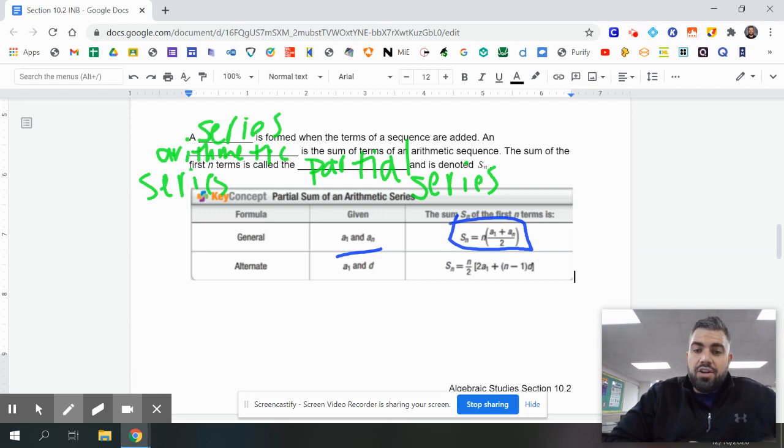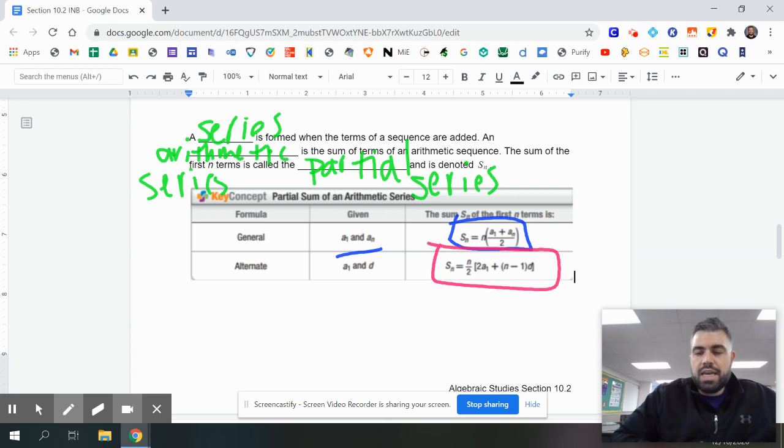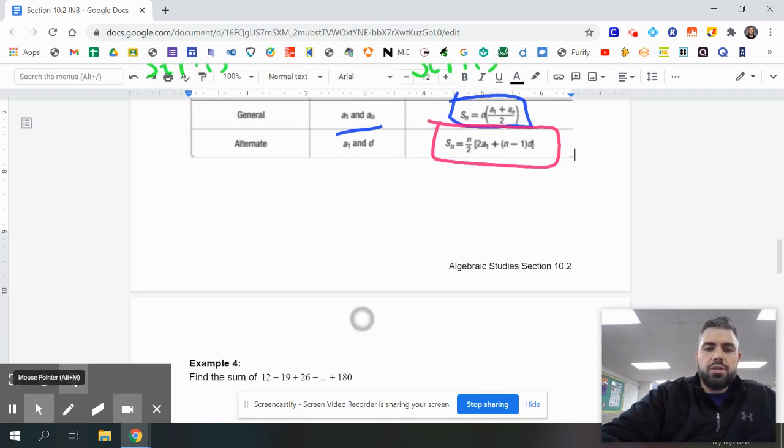Now another way is if we don't know the last term, but we know the first term and we know the common difference, we can also find our partial series. It's using this formula where you take n divided by 2, so the number of terms you have divided by 2, then you multiply it by 2 times the first term plus the common difference times n minus 1. Now, right now they might look a little scary and like a lot of stuff. But as we work with them, you'll get more comfortable and get a better feeling for finding these partial sums. All right, so let's use them in an example.